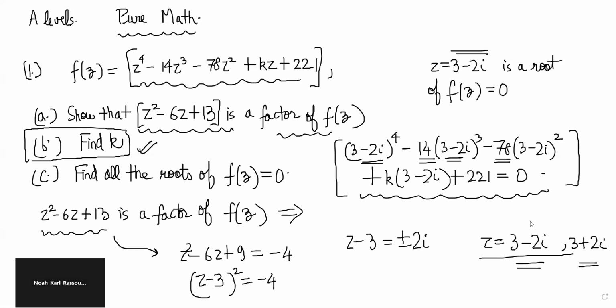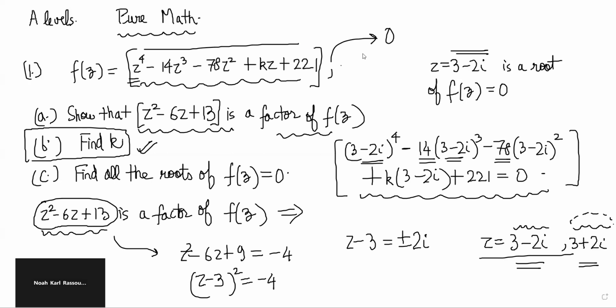Can you see now what is happening? Yes, 3 minus 2i and 3 plus 2i are both going to be roots of this, right? Yeah, because this is a factor. In order to show that it's a factor, we'll have to put 3 minus 2i into it and show that it is 0. And you'll also have to put 3 plus 2i into it and show that it is 0, right? Yes. If you show that, then that means that z square minus 6z plus 13 is a factor of f of z.